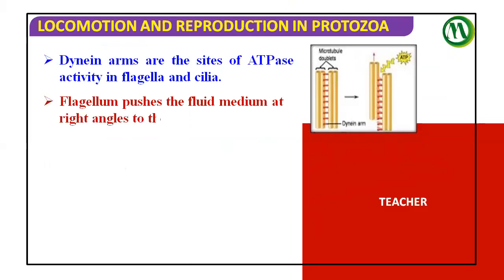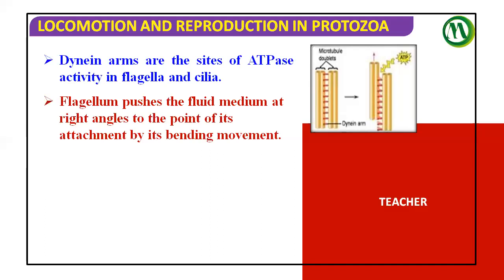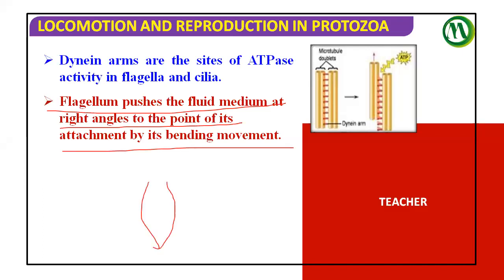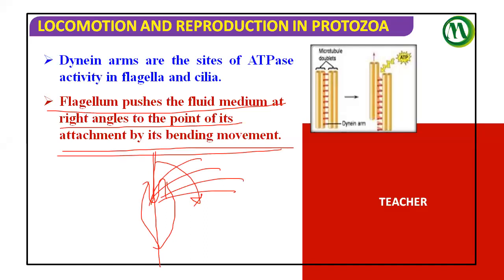The flagellum pushes the fluid medium at right angles to the point of its attachment by its bending moment. Bending makes the flagellum push the fluid medium. Let me show you in the Euglena. There you can understand: the flagellum pushes the fluid medium at right angles to the longitudinal point of its attachment. This is the angle, so that makes the bending moment. So how is this bending moment possible?